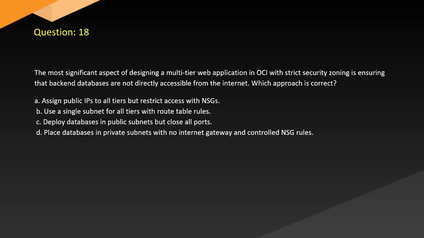Question 18. The most significant aspect of designing a multi-tier web application in OCI with strict security zoning is ensuring that backend databases are not directly accessible from the internet. Which approach is correct? A. Assign public IPs to all tiers but restrict access with security lists. B. Use a single subnet for all tiers with route table rules. C. Deploy databases in public subnets but close all ports. D. Place databases in private subnets with no internet gateway and controlled NSG rules.